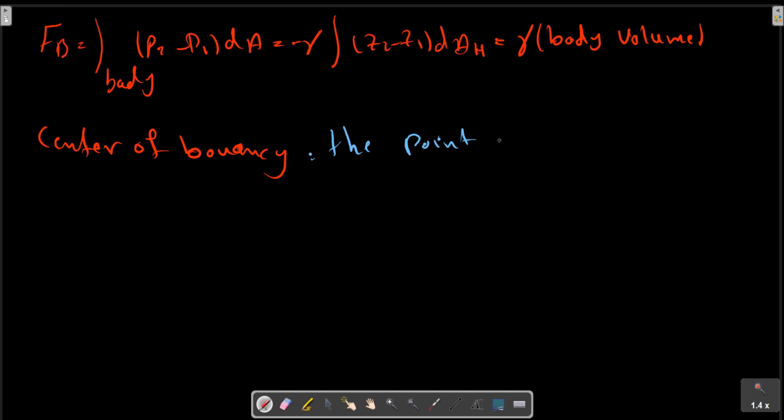The point of FB application is commonly labeled B or CB, the buoyancy point and center of buoyancy. Of course, the point B may or may not correspond to the actual center of mass of the body or material, which may have variable density.